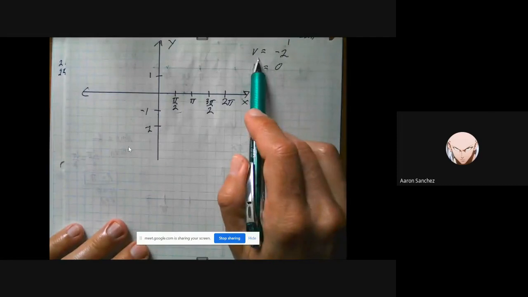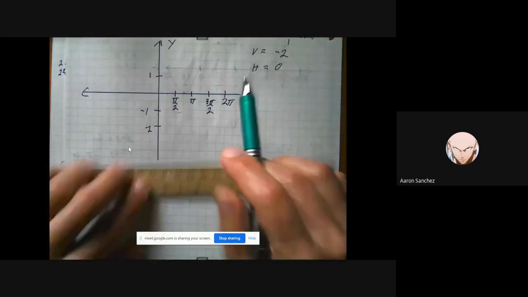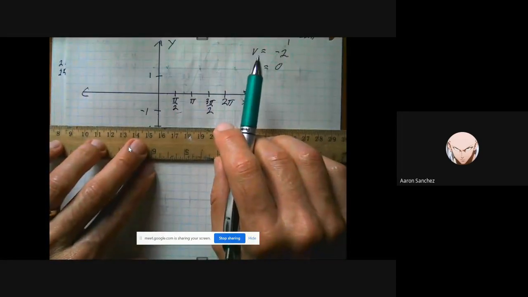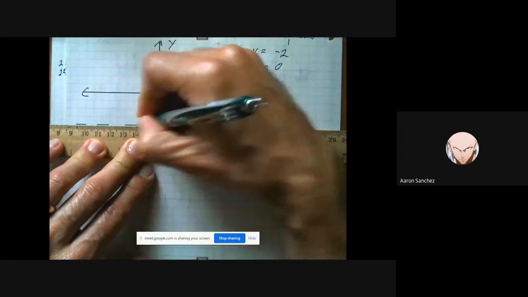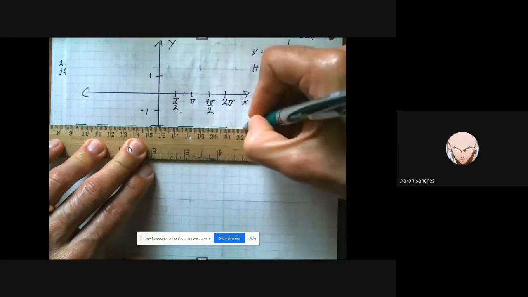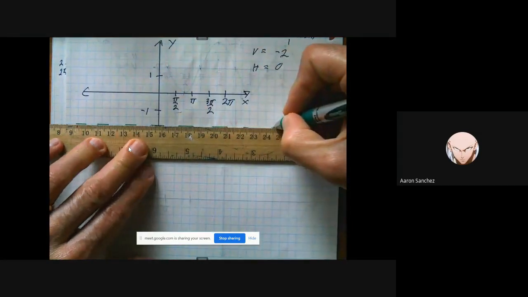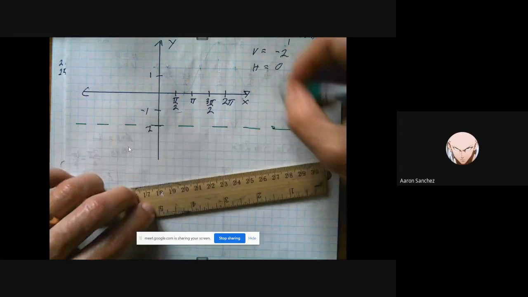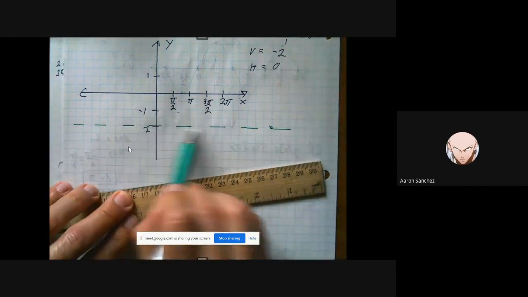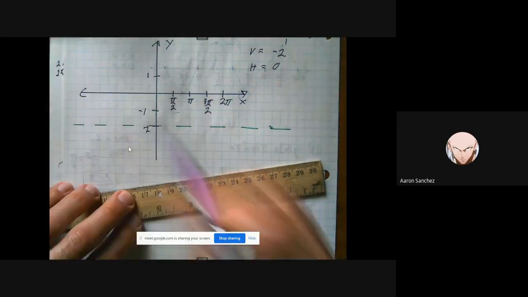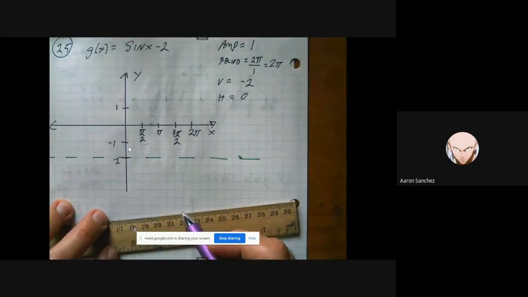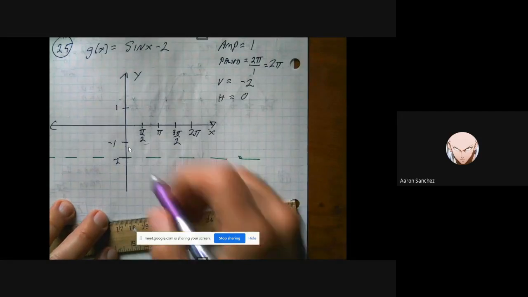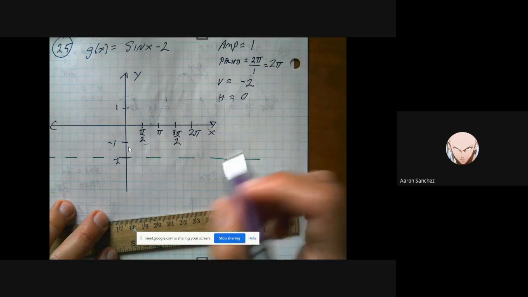So for the vertical shift, what you want to do is draw a dashed line at -2. Instead of putting my points on here, I'm going to put my points here. And that's all you got to do. So, let's see. Y equals -2x. So let's do my zeros for sine. I got to do a cosine. One of these has got to be cosine.